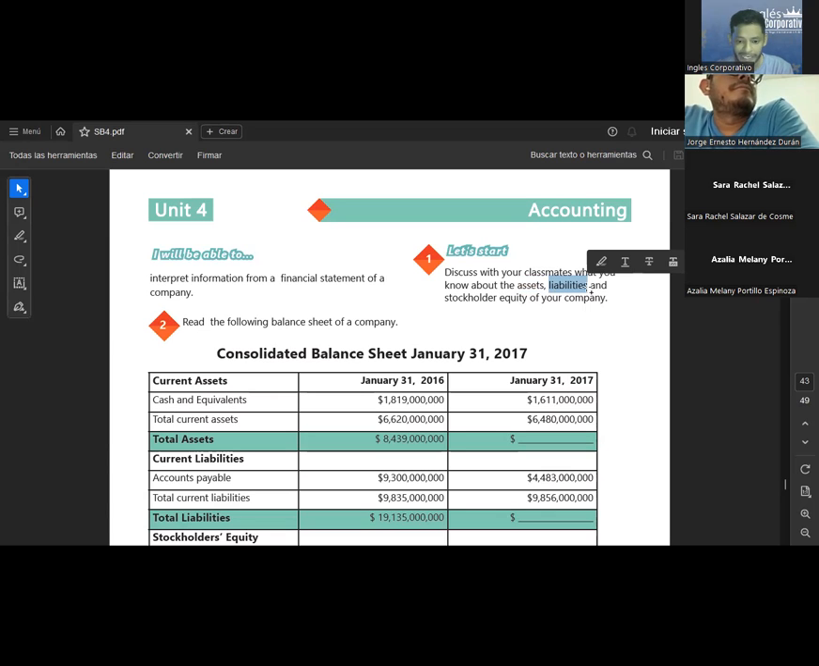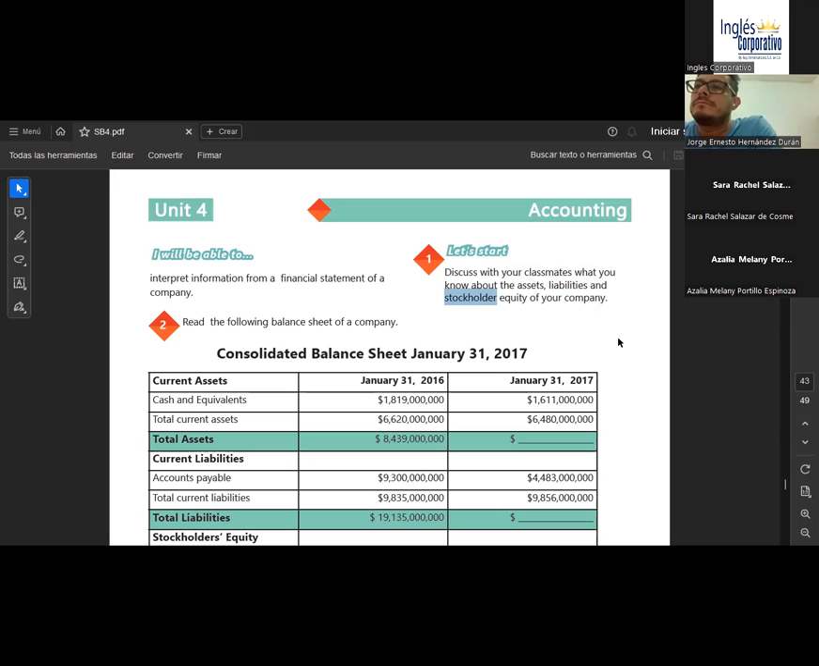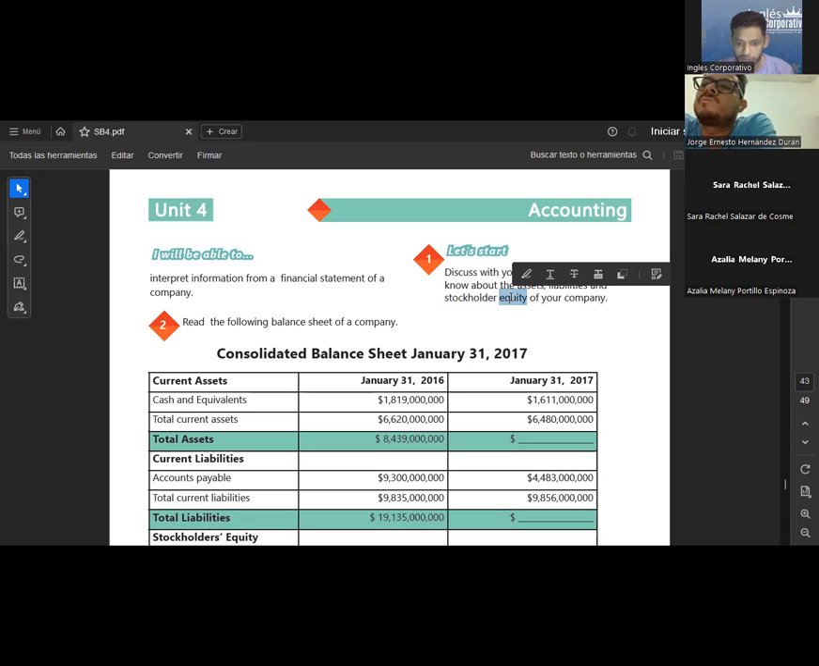Okay, and what about the stockholder equity, people? Stockholder equity. Well, what is stockholder? ¿Qué es stockholder? What is it? What is that? ¿Saben qué es? Guys, stockholder? No? It means accionista. Inversor también. Accionista, inversionista. Yes. Okay, so what is equity, stockholder equity? ¿Qué significa ese stockholder equity? Pasivos, teacher. Equity, equity. Capital. Sorry? Capital de los accionistas. Exactly, exactly, yes, yes. All right, excellent.